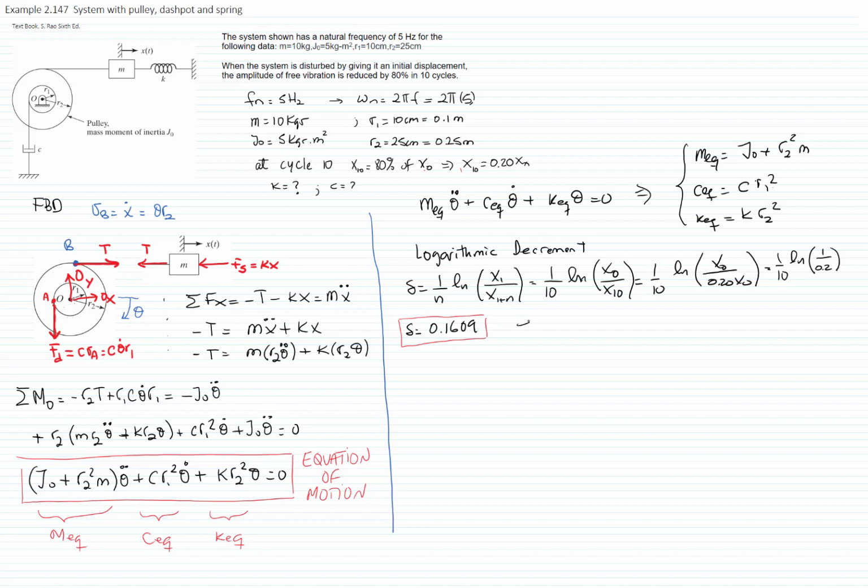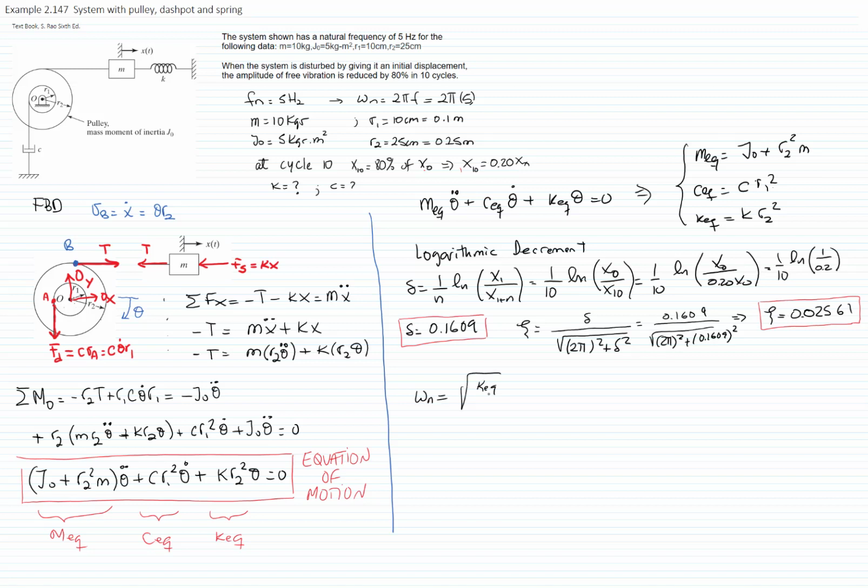We can relate our damping ratio, zeta, to the logarithmic decrement. It is equal to the logarithmic decrement divided by the square root of 2 pi squared plus the logarithmic decrement squared. I plug in the numbers and I get the zeta value for my system, which is 0.02561. That's an under-damped system, which was what we expected because the amplitude decreased over time and they talk about cycles. So we know that it's a vibrating system.